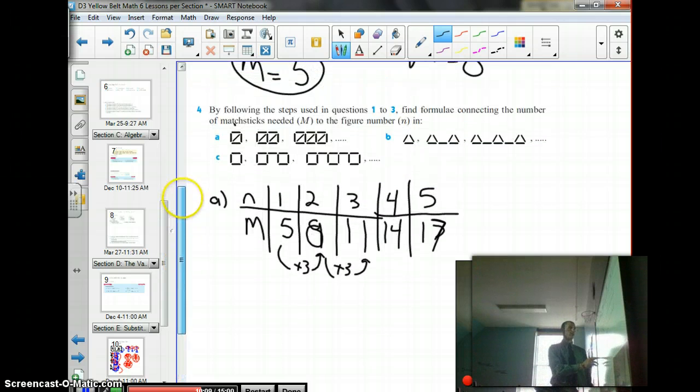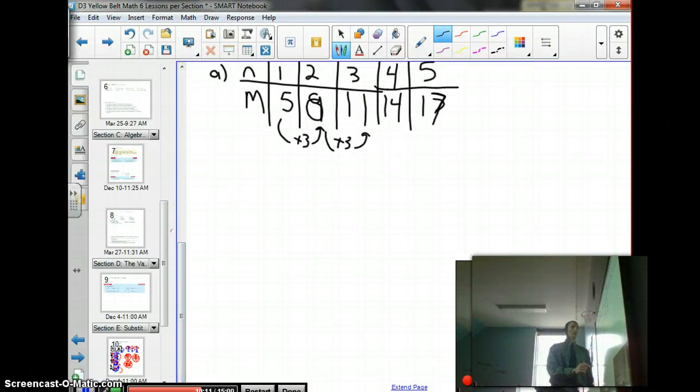Okay, and it says following the same steps. So first thing we want to ask ourselves is what is the relation as n increases? What happens to our m's? And we can see they go up by 3. Now I want to jump right down to the last question, which is what's our formula?